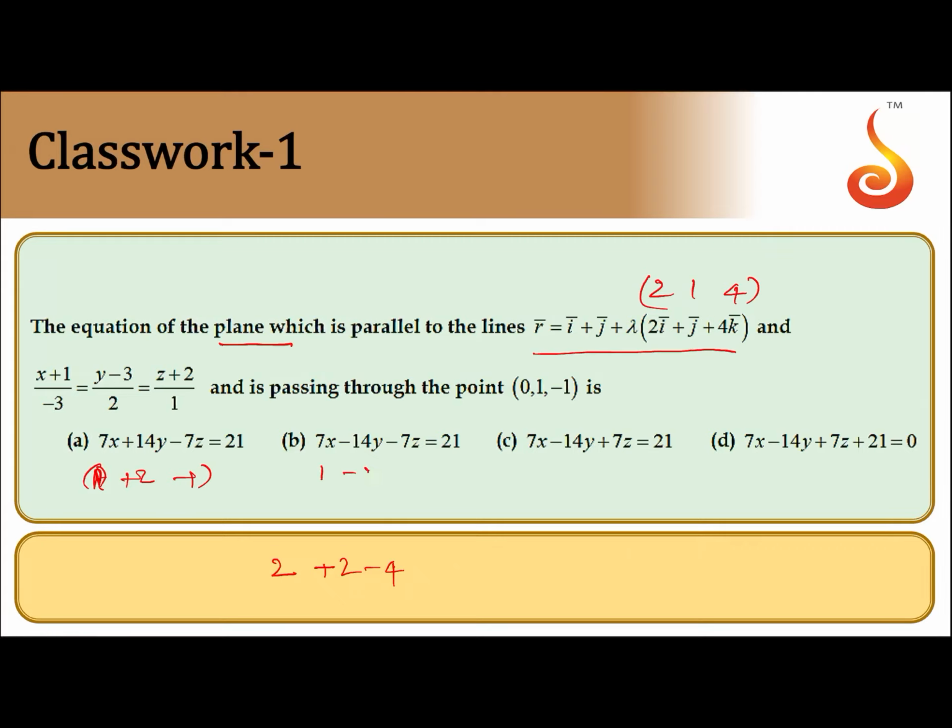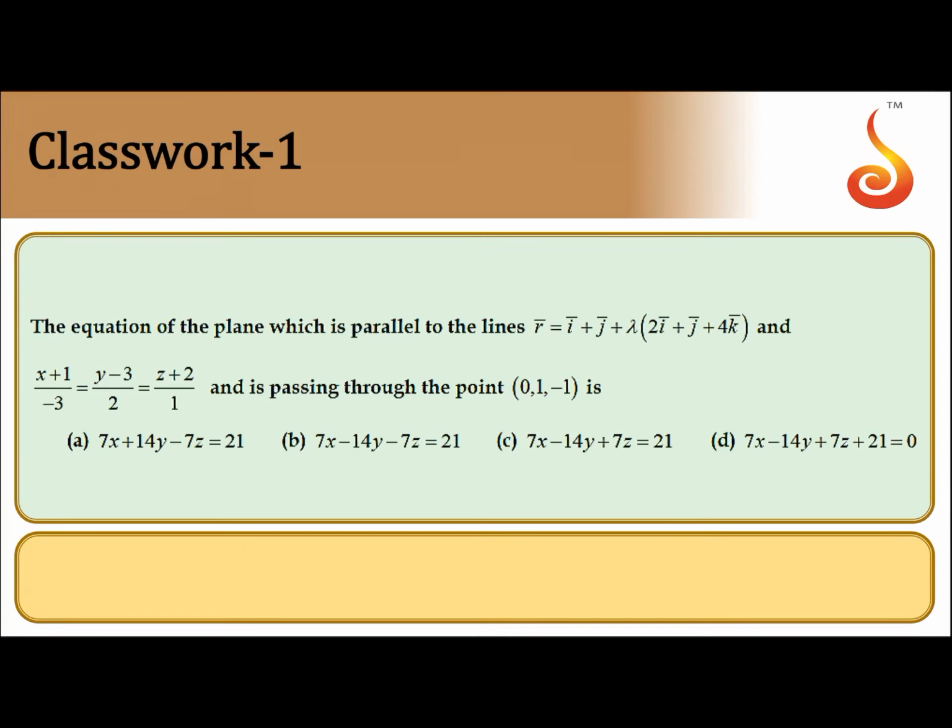Second one also, if you take 1, minus 2, minus 1, dot product, I hope you'll be getting 2 minus 2 minus 4, not 0. Second one cannot be the answer. And 1, minus 2, 1, of course, definitely not 0 because it is 2 minus 2 plus 4. And third one definitely is not the answer. So the answer is the first option.